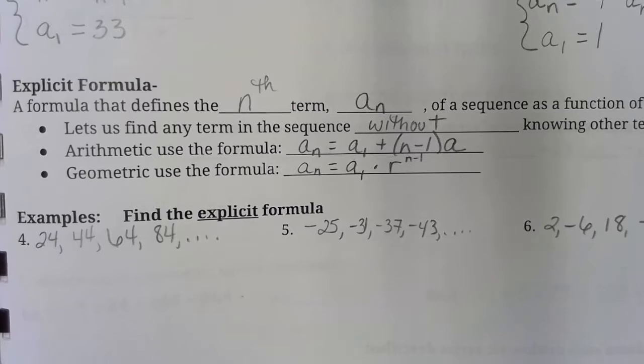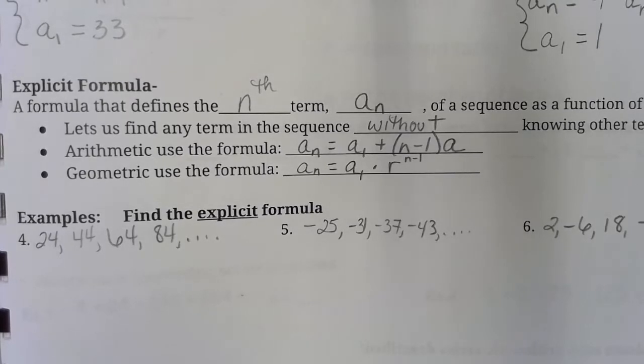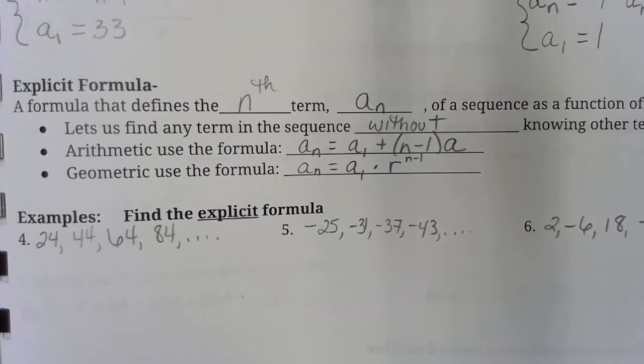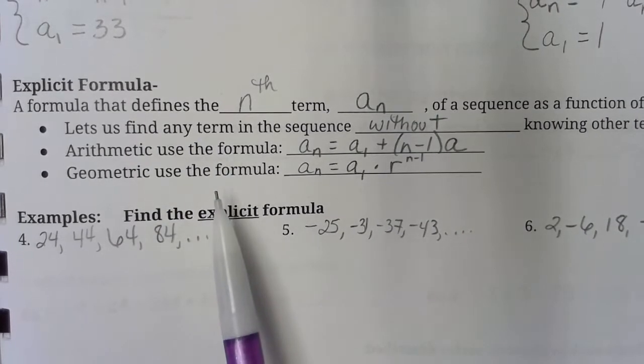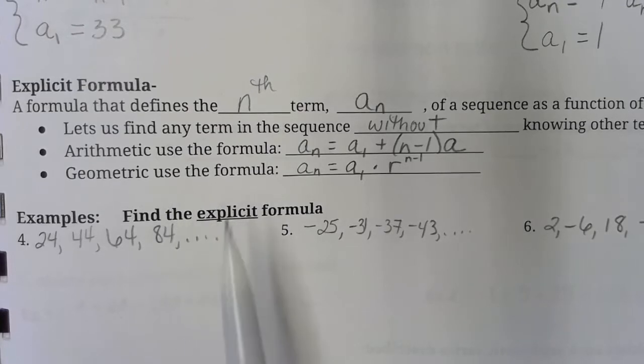knowing the other terms. That means if we have this formula, we can find the 8 millionth term without knowing the one that happened right before it. Or more realistically, I can know the 500th term without having to find the first 499. So the explicit formula is a little bit more powerful and helpful in certain situations. So I've got these filled in here on the line, so you should be able to copy that down.